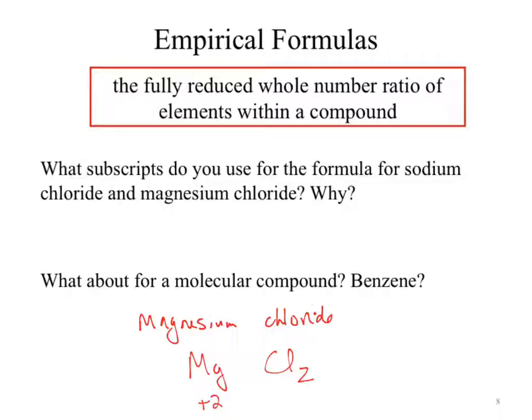Magnesium is a charge of positive 2, chloride is a charge of -1. It balances, right? Mg2Cl4, does that not balance? Yeah, well, that's interesting, that balances. Why did we not use that as our formula? Because, that's a good answer, I like it. That's not our simplest form.